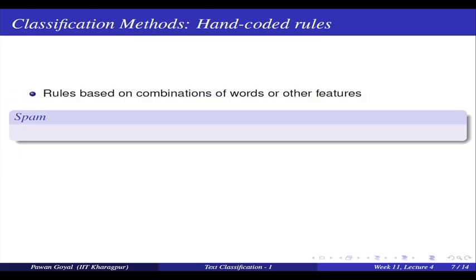So what can be the simplistic method that I can use? Like many other applications that we have seen, you can also use some hand-coded rules. Let us say you have the problem of spam detection. You have an incoming email and you want to classify it into spam or not spam.